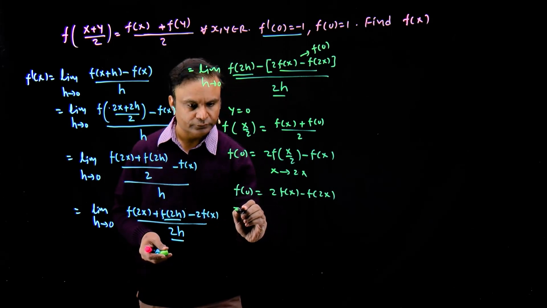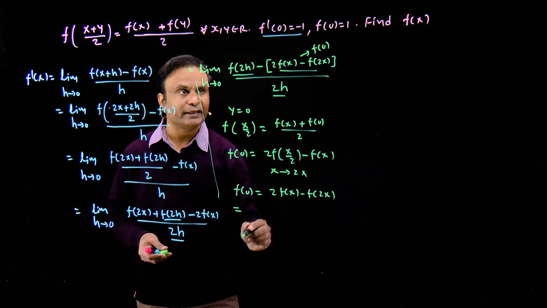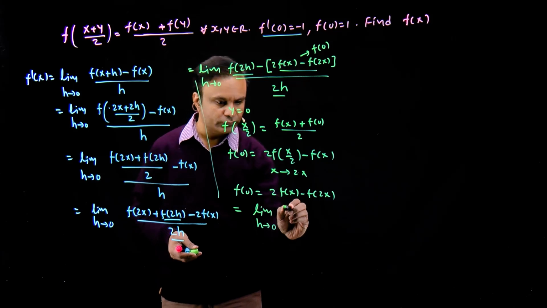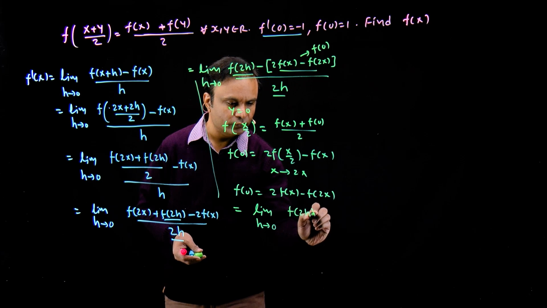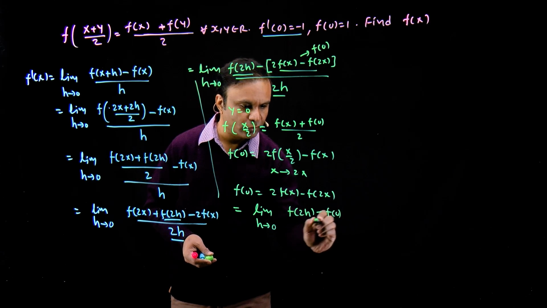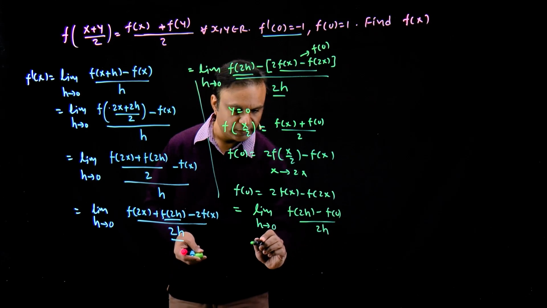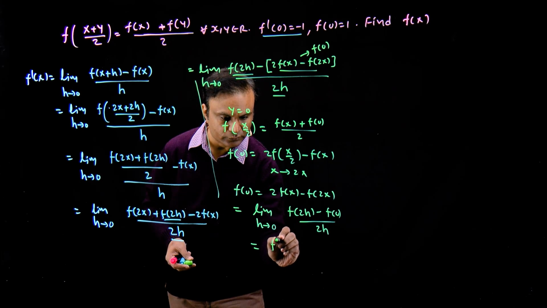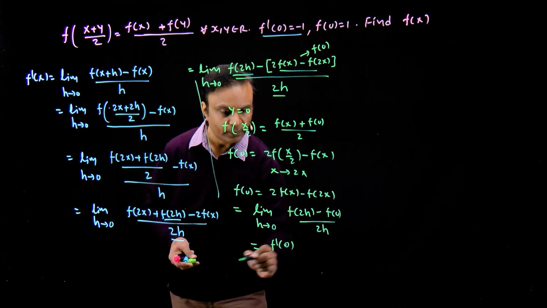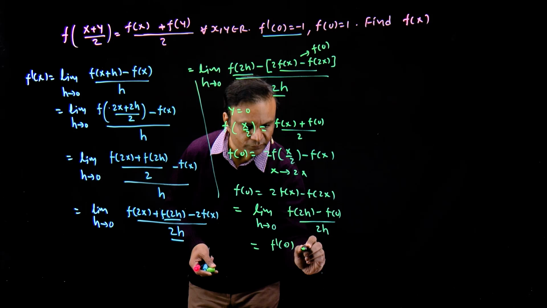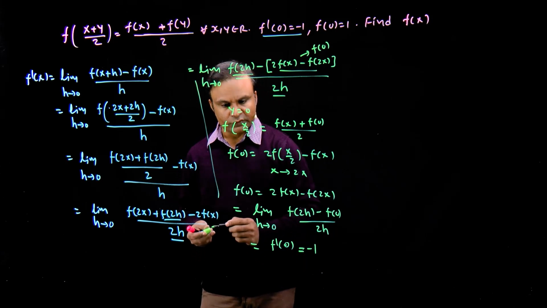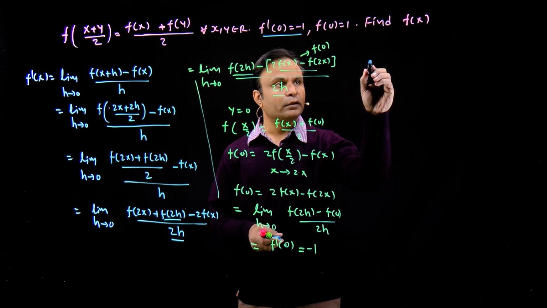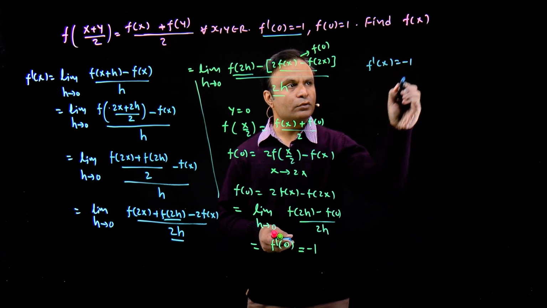We get this equal to limit h tends to 0 f of 2h minus f of 0 upon 2h, and this is a definition of f dash 0. Okay, and the value of f dash 0 is given, which is minus 1. So I am getting now f dash x is equal to minus 1.